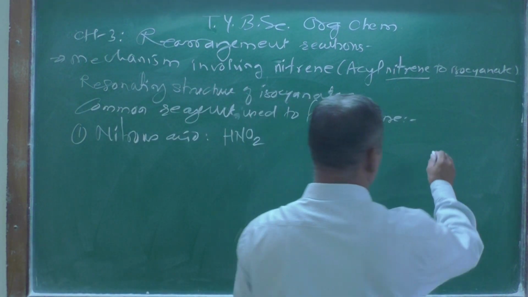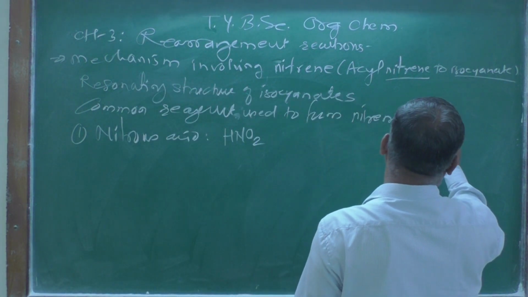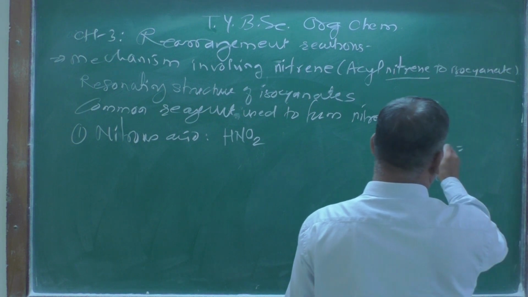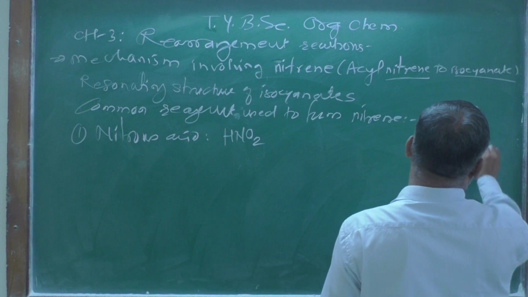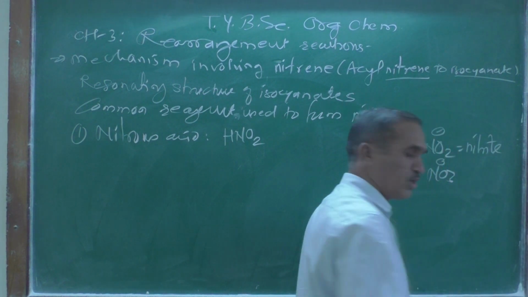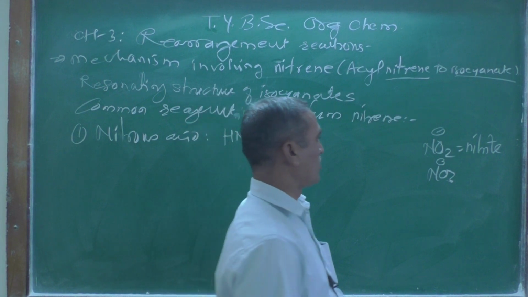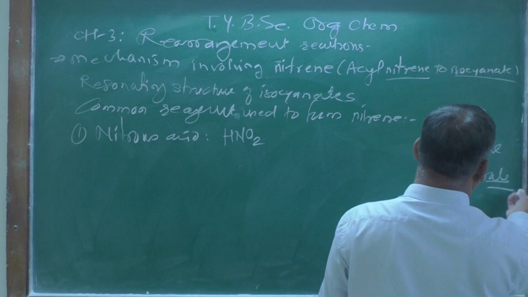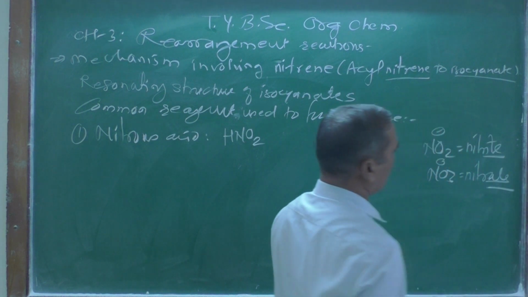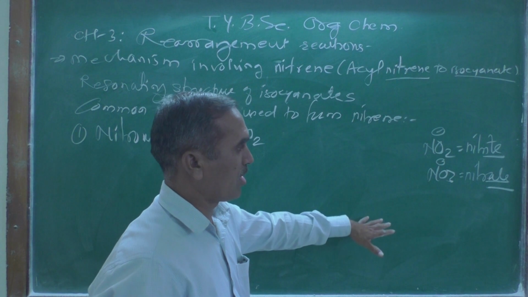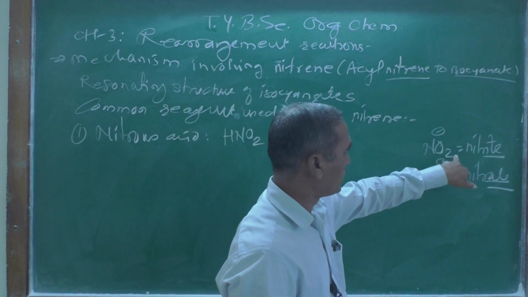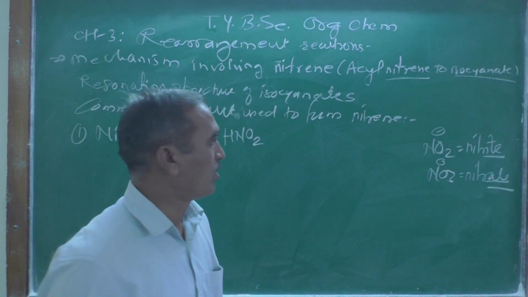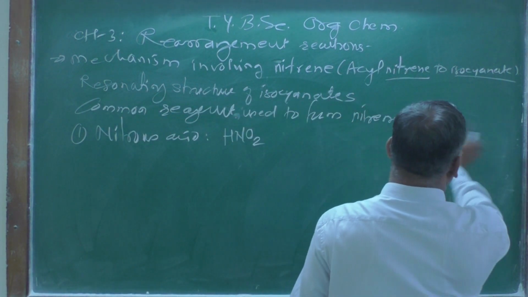Most of you might know that NO2 minus and NO3 minus are different. NO2 minus is called a nitrite. In inorganic chemistry you might have heard this one, and NO3 minus is called a nitrate. Look at nitrate, ATE, and here is ITE. Nitrate indicates 3 oxygen atoms, you remember, and nitrite means 2 oxygen atoms. So that is a slight difference, but a very major difference between these two.